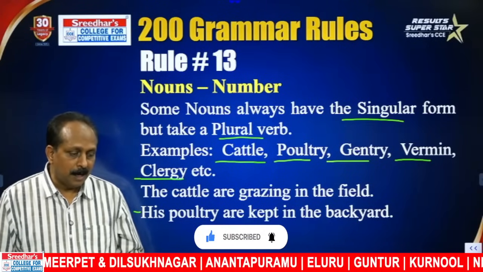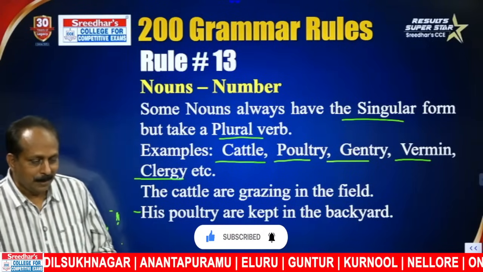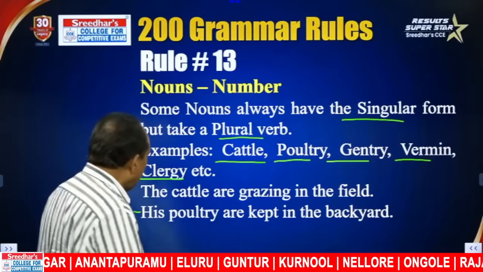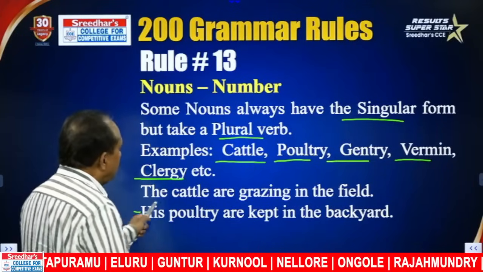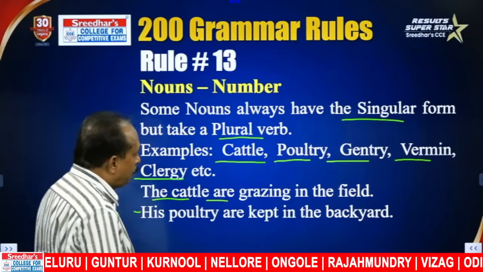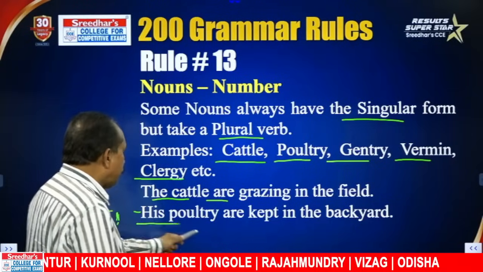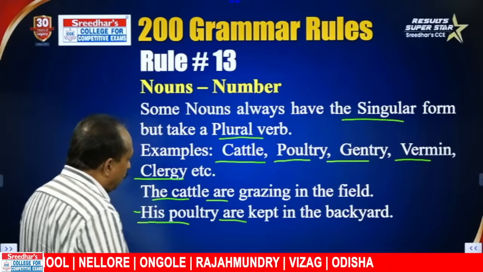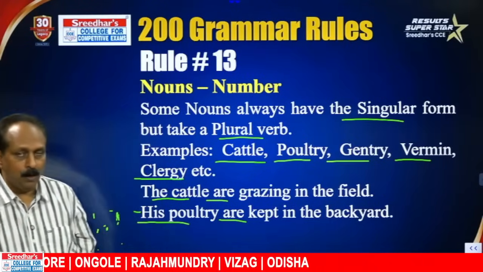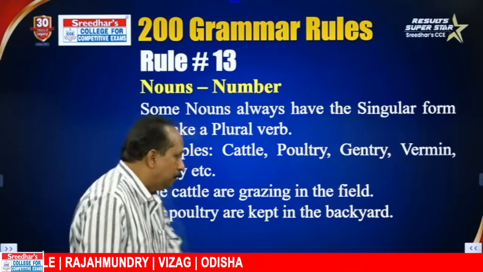The gentry are the prosperous community, the rich and the famous. Look at the examples. The cattle, singular form, are grazing in the field, plural verb. His poultry are kept in the backyard. Poultry, singular form, plural verb. Some more examples are there.